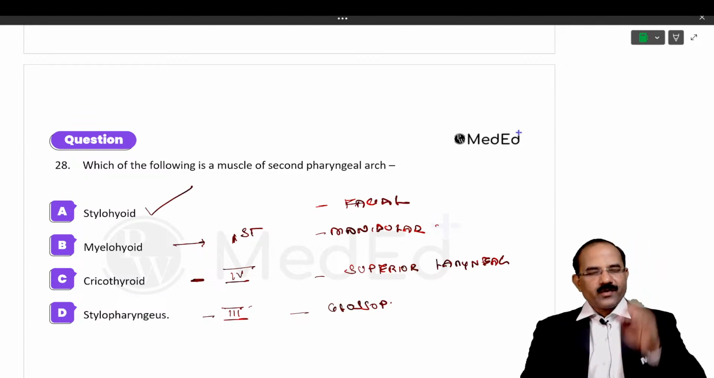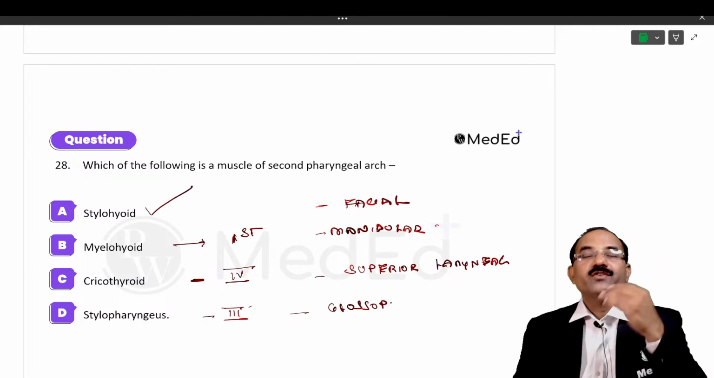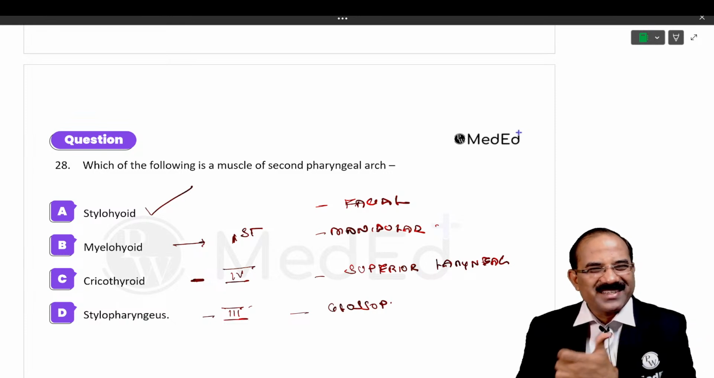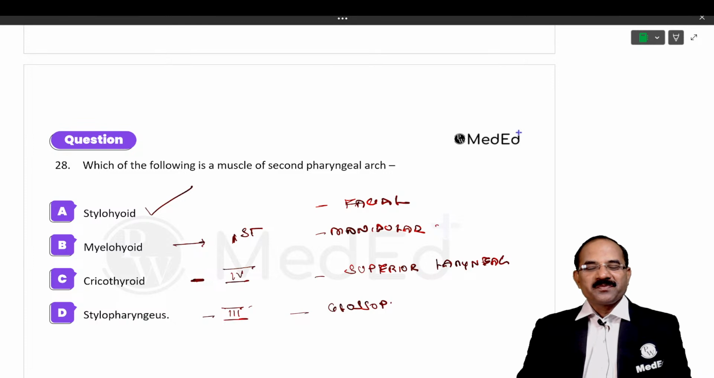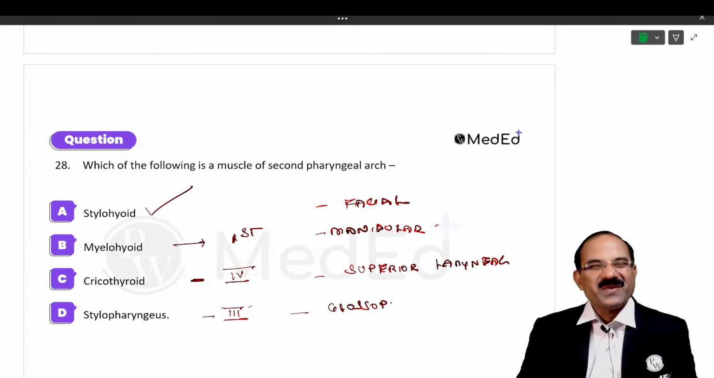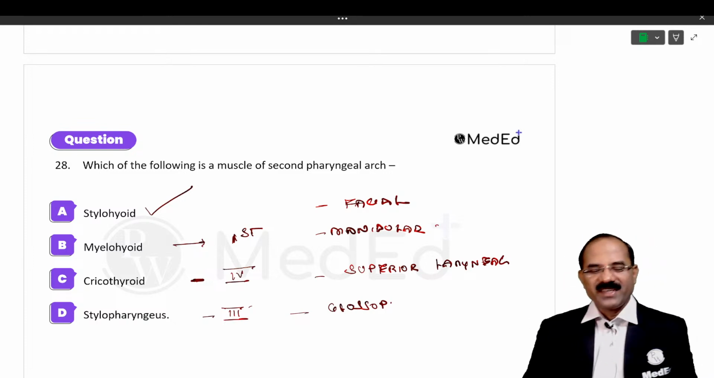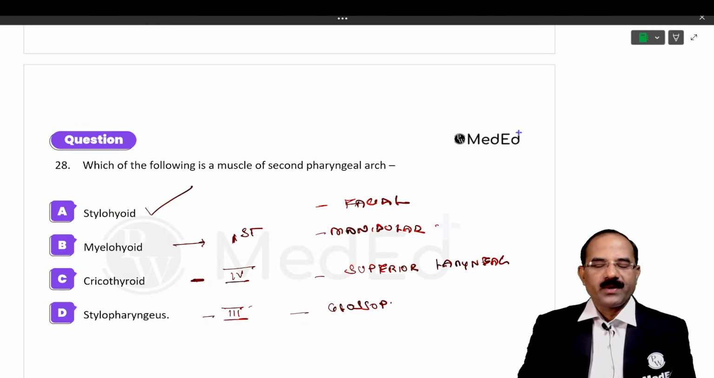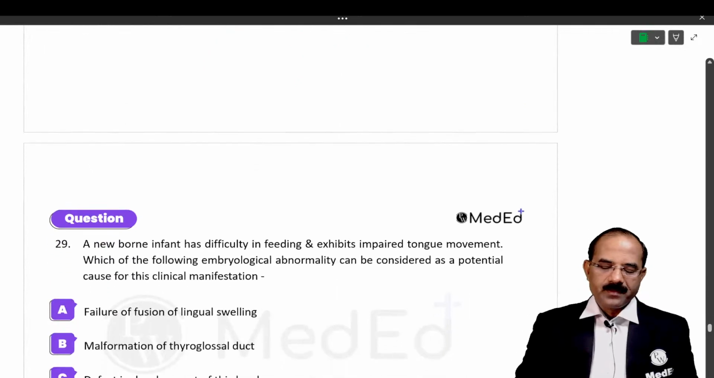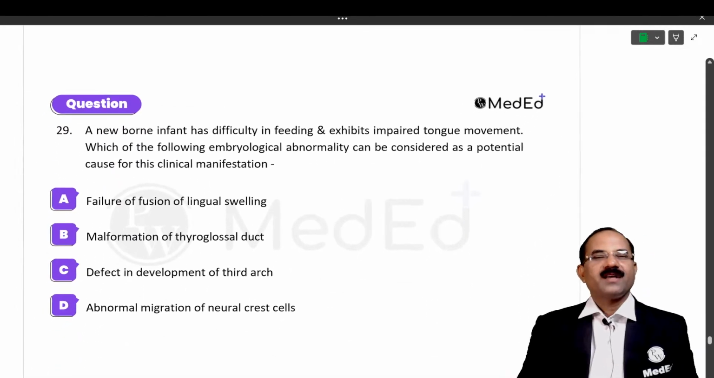Nerve of the second arch facial, nerve of the first arch mandibular, nerve of the third arch कौन है? Glossopharyngeal, and the nerve of the fourth arch is superior laryngeal nerve, and the nerve of the sixth arch is recurrent laryngeal nerve. Yes. This is very important. The answer for this is stylohyoid. Come on students, answer this.